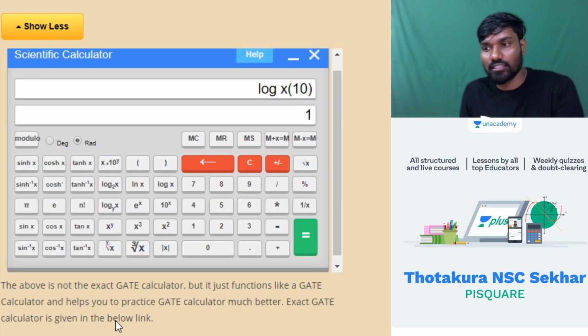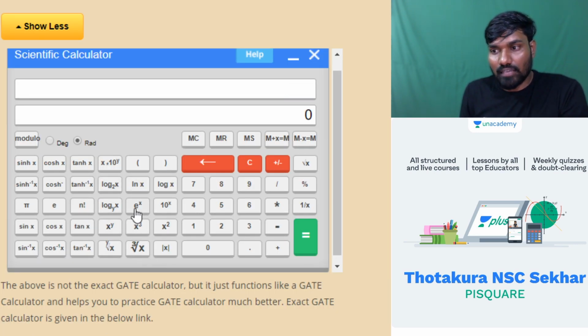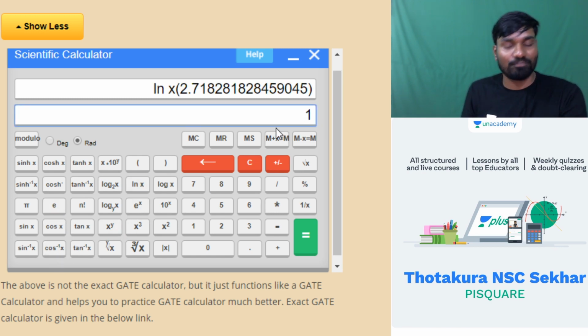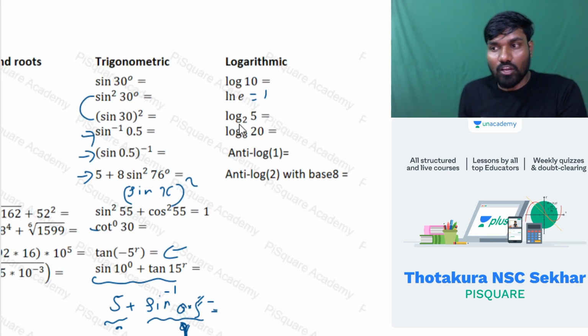Let's cross check. For this I'll have to use this function. X first means e. Look at this, we have the constant e here. Use this, then this. You got 1. Correct? Okay. Next one.